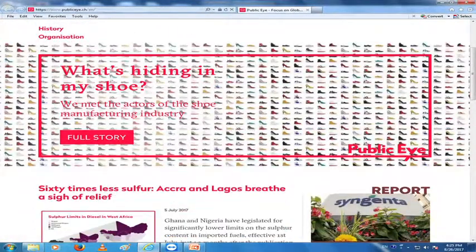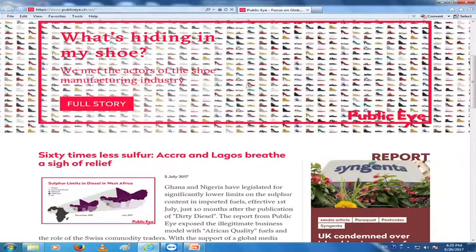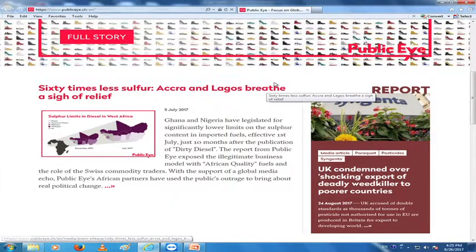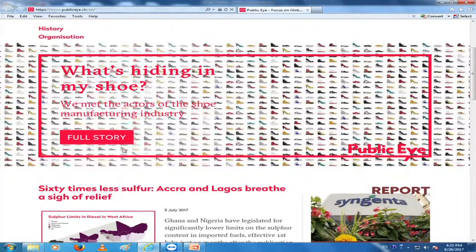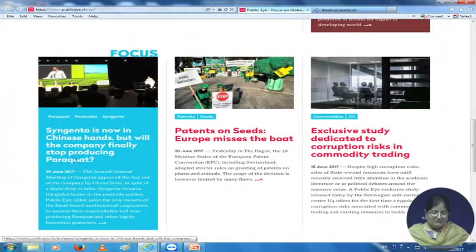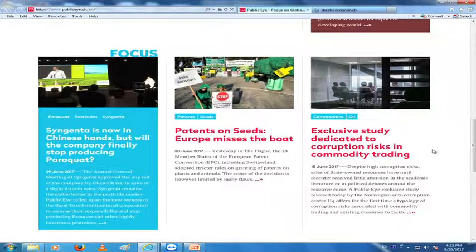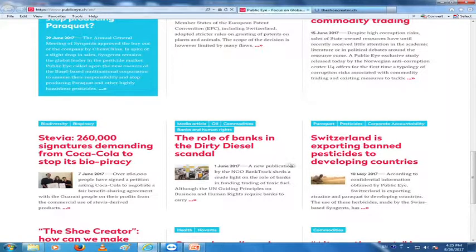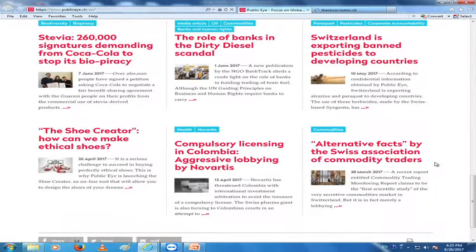So they have stories about various organizations. What's hiding in my shoe? We met the actors of the shoe manufacturing industry, and there's the whole story here. Then there's an exclusive study dedicated to corruption risks in commodity trading, the role of banks in the dirty diesel scandal, and Switzerland exporting banned pesticides to developing countries. This news is from the 10th of May 2017. So they find out who is doing what, and then they give this national award. I mean, they don't give the award, they just do their research and announce the name of the corporate organization that has been socially irresponsible, or most irresponsible, in the past year.